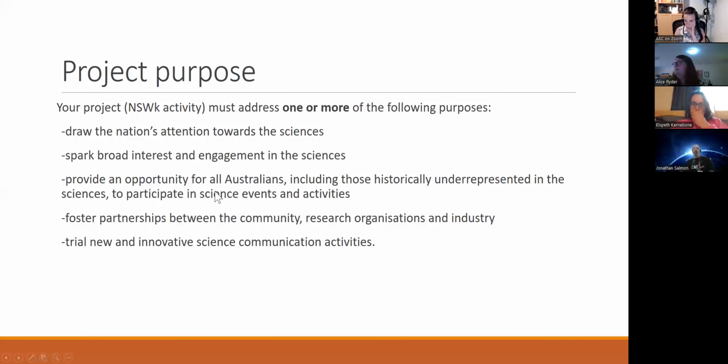The purposes of National Science Week events are as follows. Your event needs to fit one or more of these purposes. It needs to draw the nation's attention towards science in a quite broad sense, so STEM in that larger universe. It needs to spark interest and engagement in science. It could provide an opportunity for all Australians, including people who are historically underrepresented in the sciences, to participate in science events. It could foster partnerships between communities and research organisations and industry, or it could trial new and innovative science communication activities. So often a National Science Week event will fit more than one of these, but it needs to fit at least one nice and clearly.